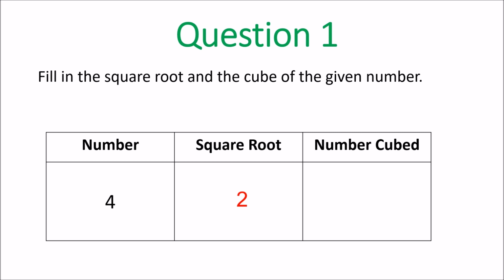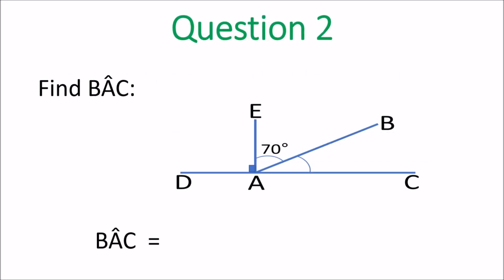What's the number cubed? 4 to the power of 3. 4 times 4 times 4. 64. Yes. And how did we work it? 4 times 4 is 16. 16 times 4, 64. And we move on to question 2.